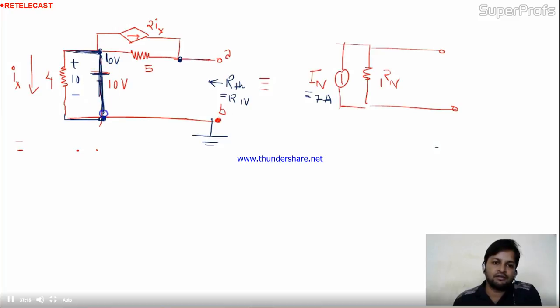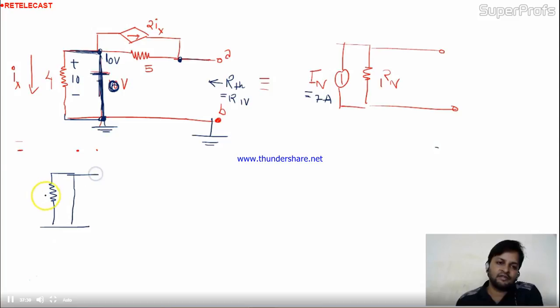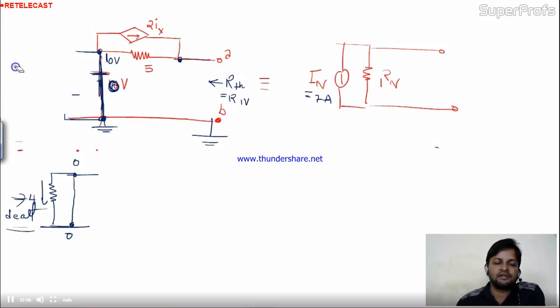Short means now voltage is 0 because this point is directly connected to the ground. And I told you once, if any resistance is connected in parallel with a short circuit, it means this resistance is dead now. This is the dead circuit, because the voltage difference between the 2 points is the same, 0, 0. So no current will go inside this. This will become a dead resistance, right? So this 4 is not in the circuit anymore, so I can erase it.